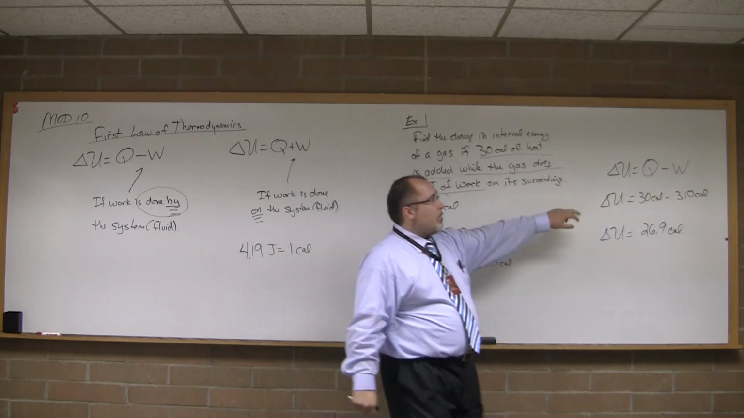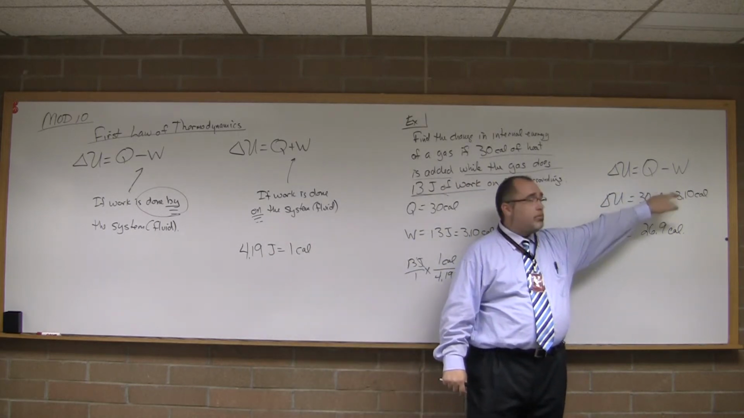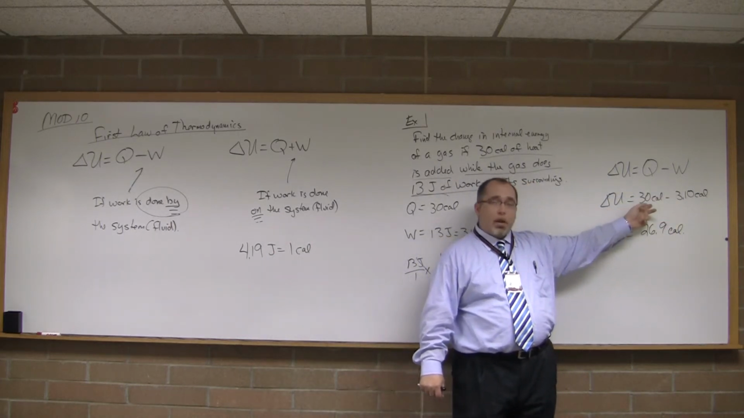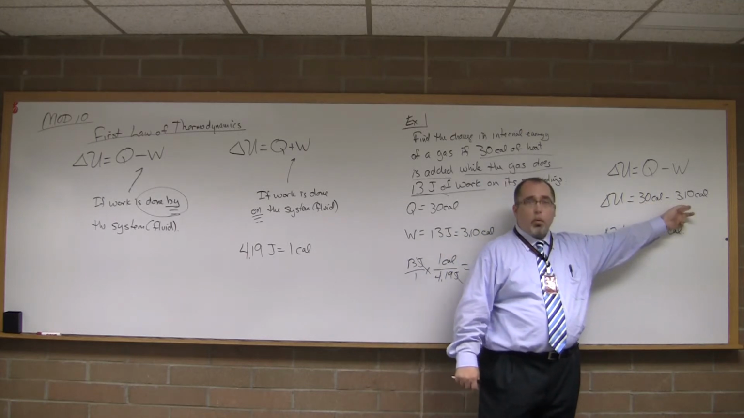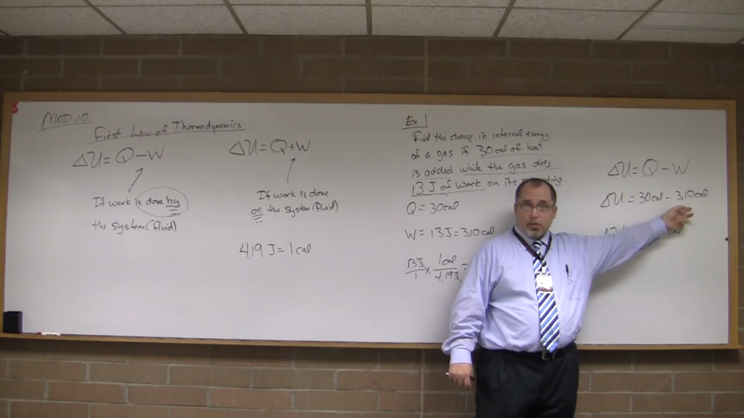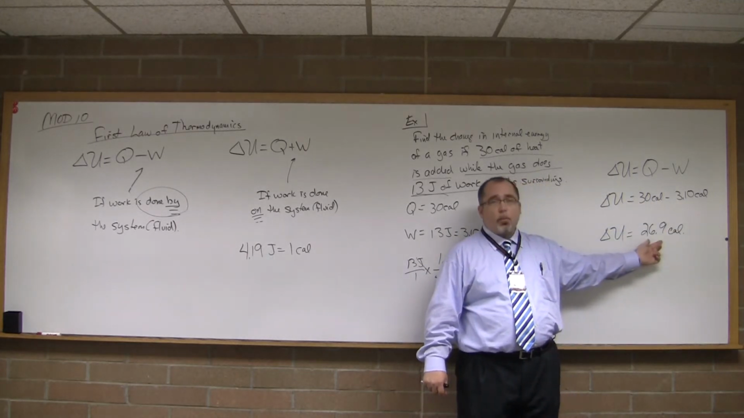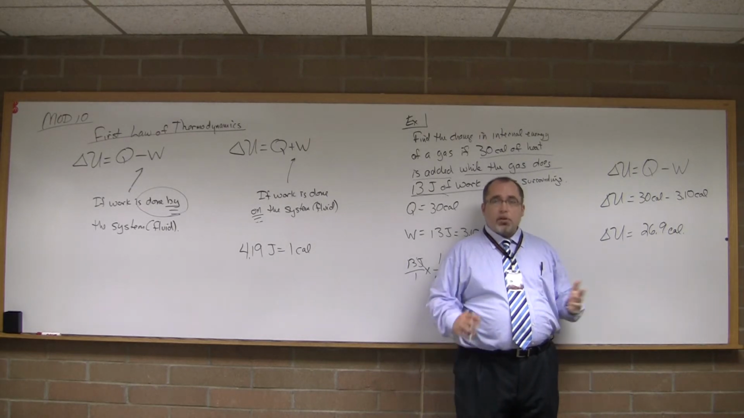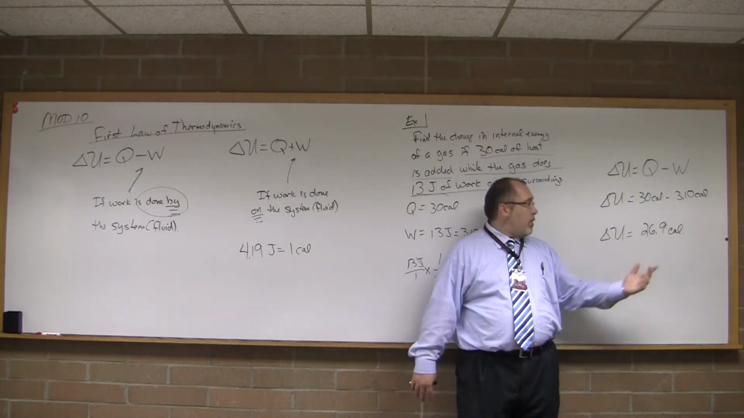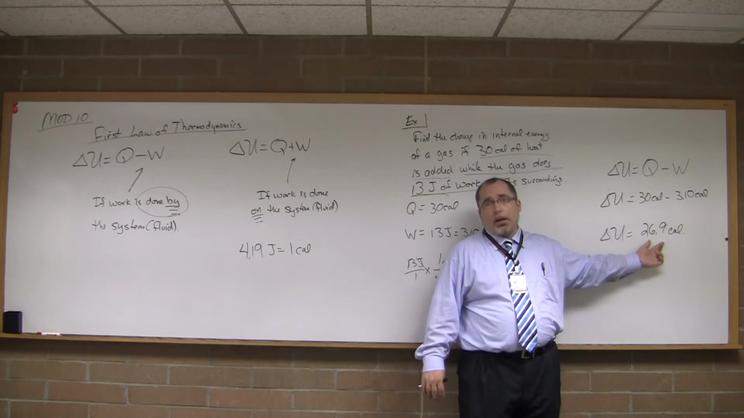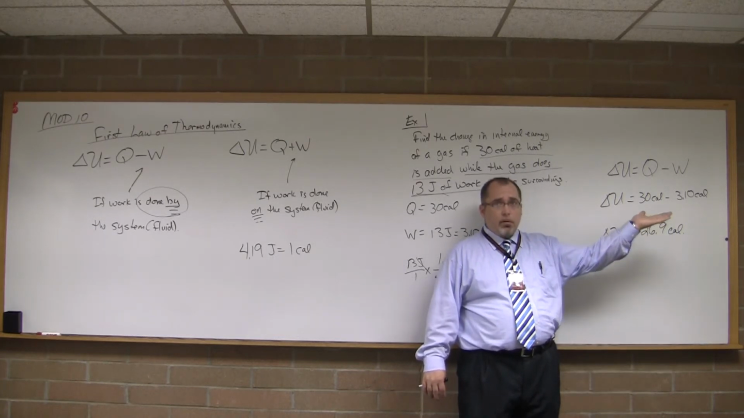So we start off with delta U equals Q minus W. We have delta U equals our 30 calories minus our 3.10 calories, which is the work the system's doing. We end up with 26.9 calories. So the change in internal energy of the system is a positive 26.9 calories. That means we've increased the amount of energy in the system.